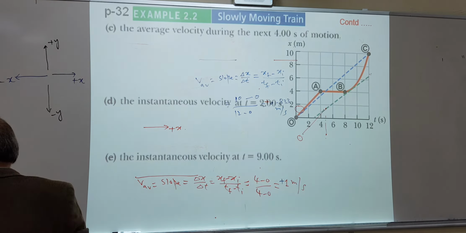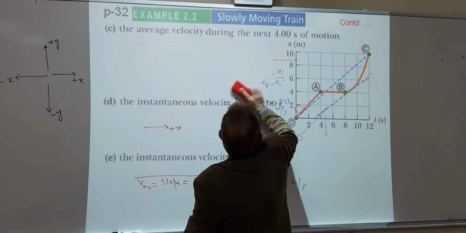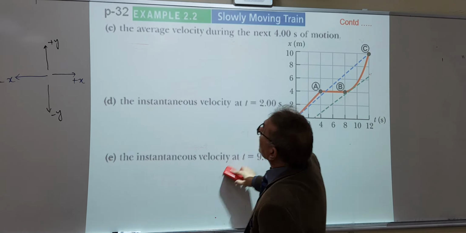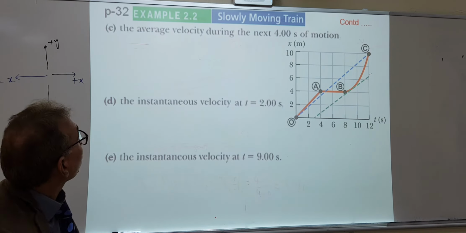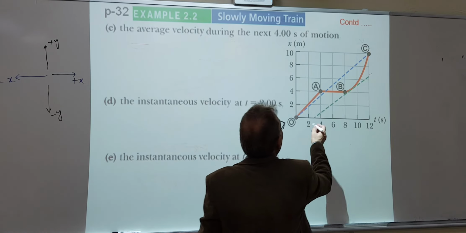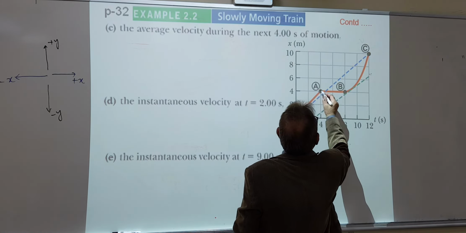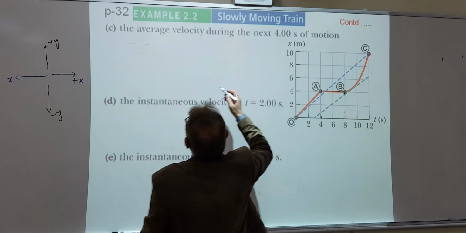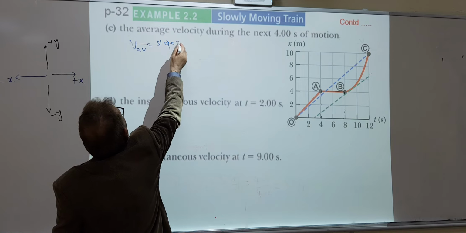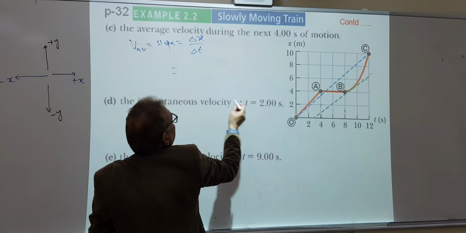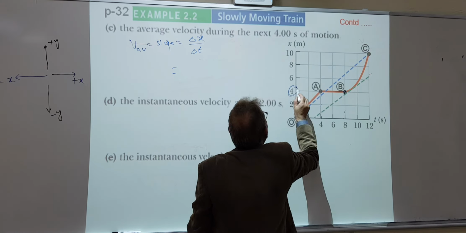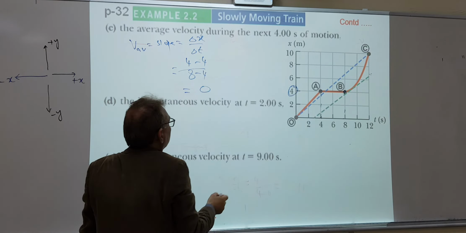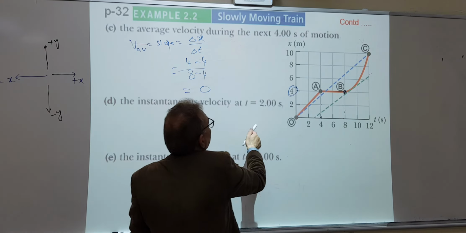Then you have part C now. The average velocity during the next 4 seconds. Next 4 seconds means you already finished up to 4. Now from here up to here. It's a horizontal line. You can say directly 0 because it's a horizontal line, but you can calculate it if you want. Average slope of the horizontal line: final 4 minus initial again 4. Time is 8 minus 4. You get 0. Then the instantaneous velocity at t equal to 2 seconds.